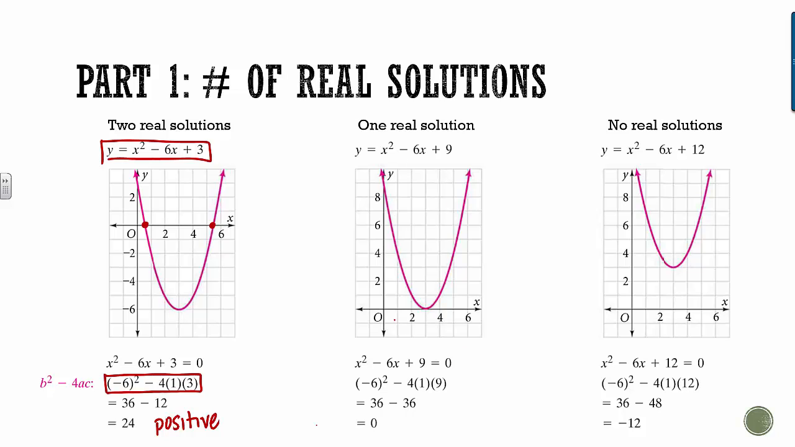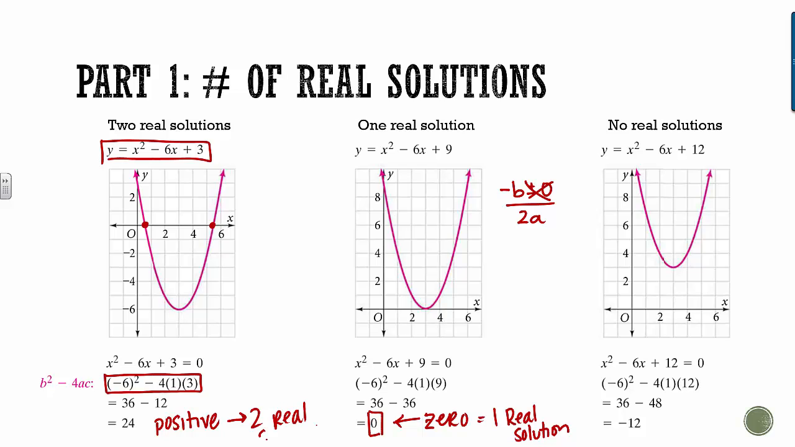If you plug all this stuff into the discriminant and you get 0, remember you'd have negative b plus or minus 0 divided by 2a. So you don't need to add 0 and subtract 0, you just end up with 1 solution. So if it's 0, you get 1 real solution. And if it's positive, you get 2 real solutions.